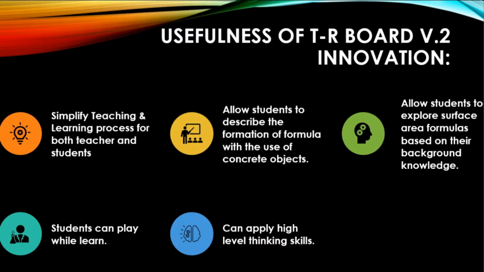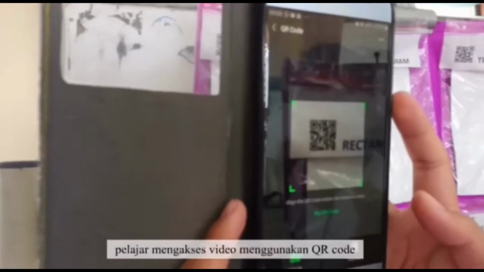Now, what are the usefulness of TR Board? First, simplify the teaching and learning process for both teachers and students. Next, allow students to explore surface area formulas based on their background knowledge. Thirdly, allow students to describe the formation of formula with the use of concrete objects. Fourth, students can play while learn. And lastly, students can apply high-level thinking skill. They can form learning aids by using recycled materials too.